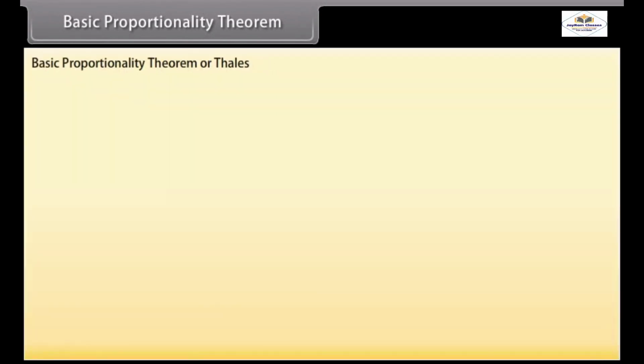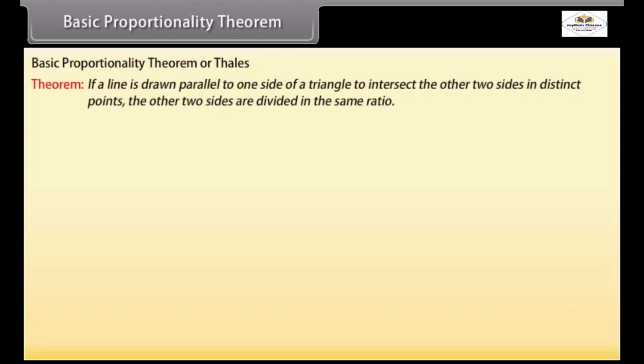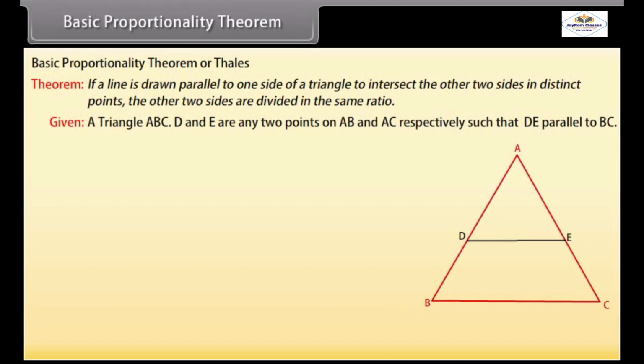Basic proportionality theorem. Basic proportionality theorem or Thales theorem. If a line is drawn parallel to one side of a triangle to intersect the other two sides in distinct points, the other two sides are divided in the same ratio. Given a triangle ABC, D and E are any two points on AB and AC respectively such that DE is parallel to BC. To prove AD upon DB equals AE upon EC.